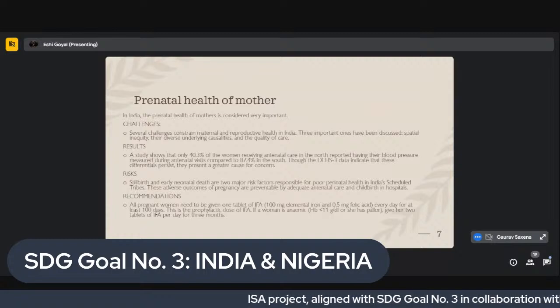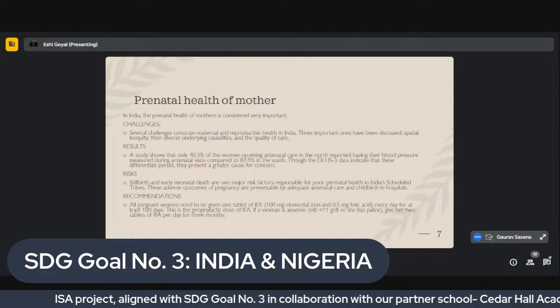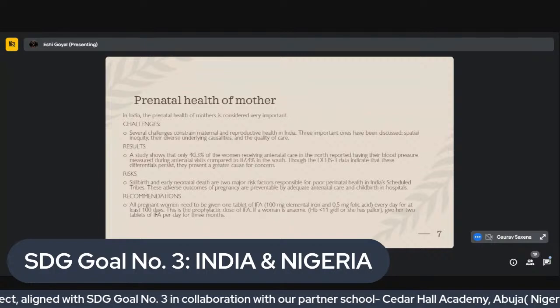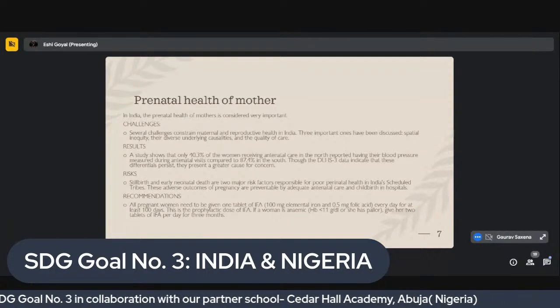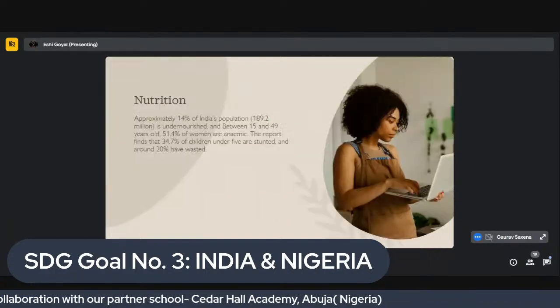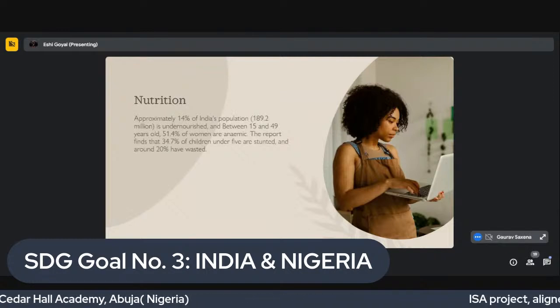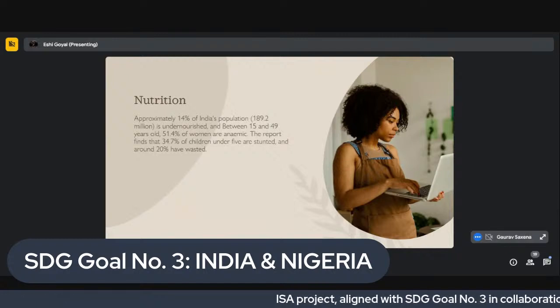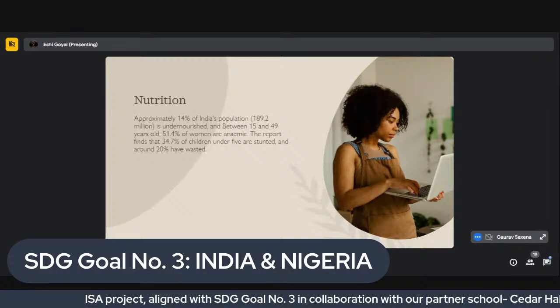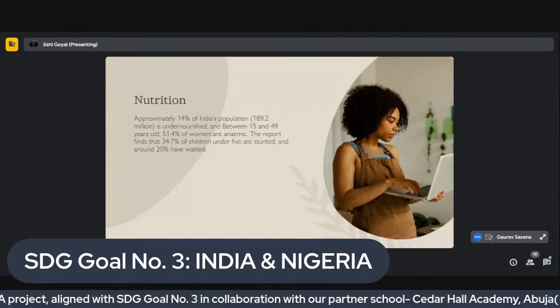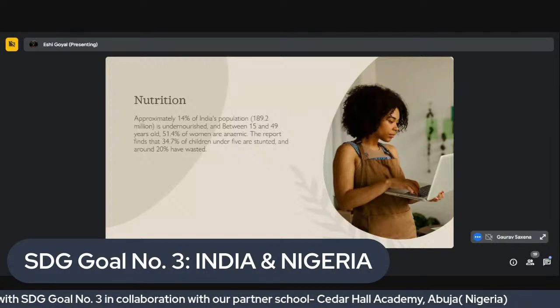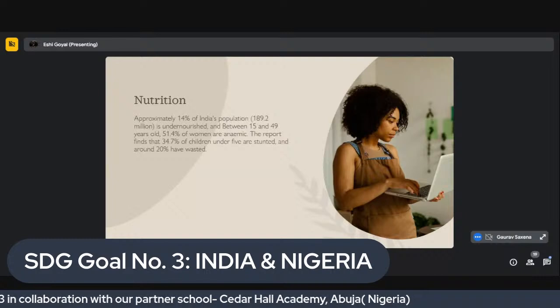This is the prophylactic dose of IFA. If a woman is anemic, give her 2 tablets of IFA per day for 3 months. Nutrition. Approximately 14% of India's population is undernourished. Between 15 and 49 years old, 51.4% of women are anemic. The report finds that 34.7% of children under 5 are stunted and around 20% have wasted.